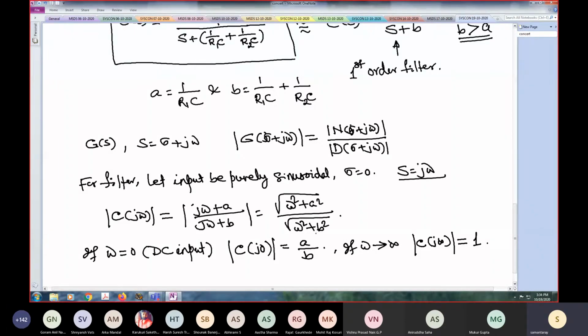So what we have at 0 frequency, magnitude is A by B. B is greater than A, which is this is less than 1. Sorry, B is greater than A. And this is 1. So this is how with frequency, the transmission ratio or gain of this transfer function of the compensator changes. So we can plot them.